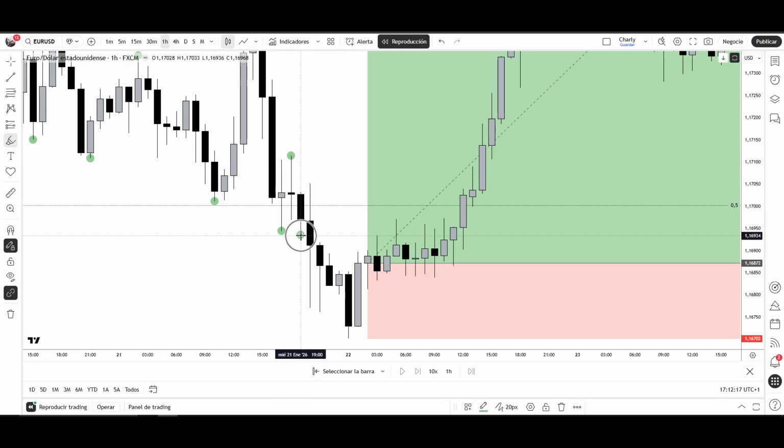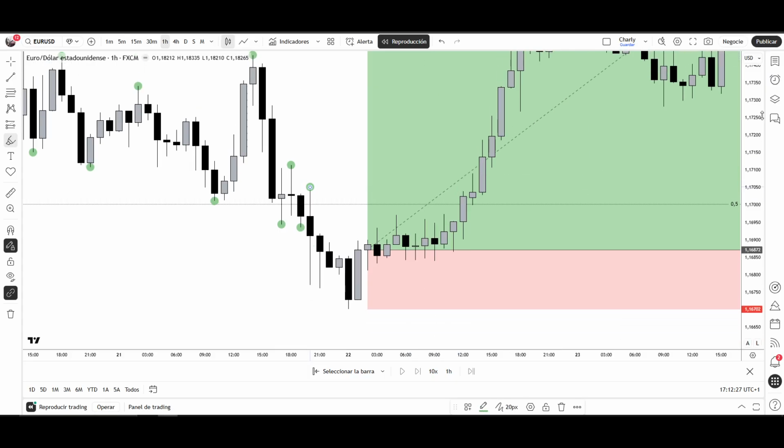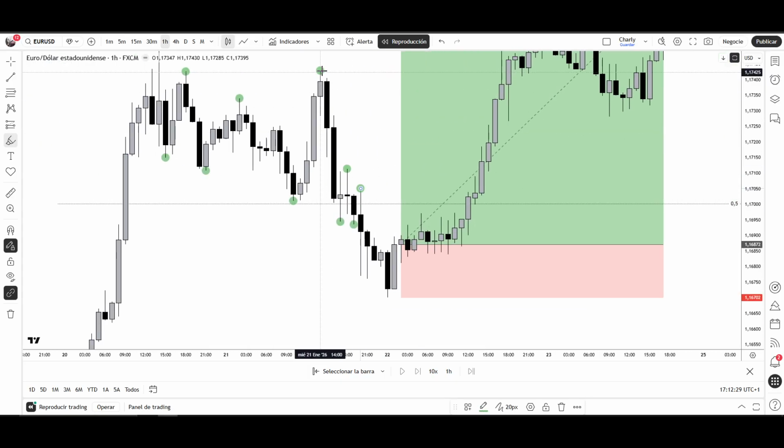Now, why is this a lower low? Because this is a lower high. Why is this a lower high? Because it's breaking the previous candle's high. All right, the movement right here is like this. Market moves down, then moves up, then moves down, then moves up, and then moves down. Fantastic.